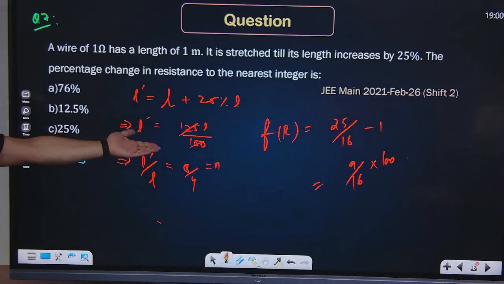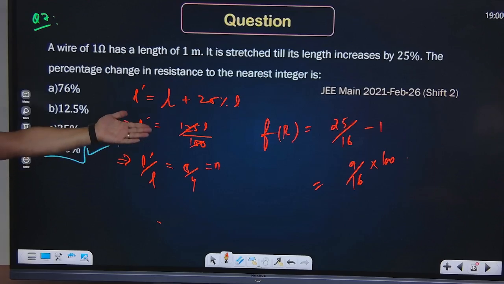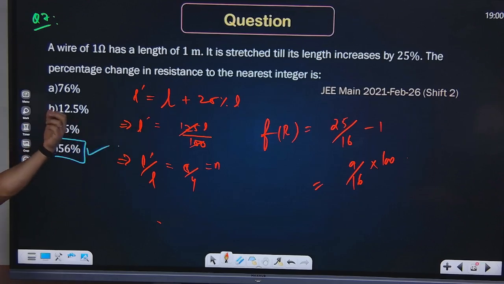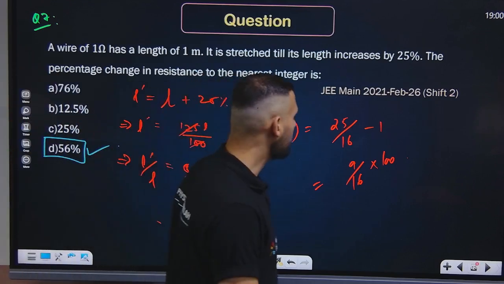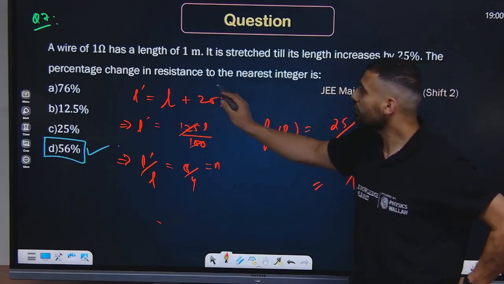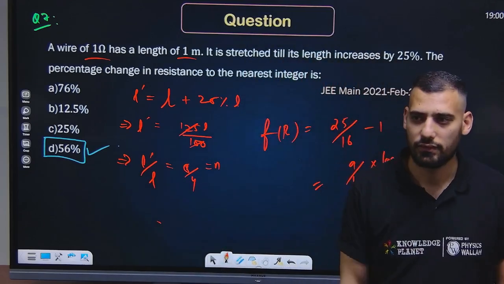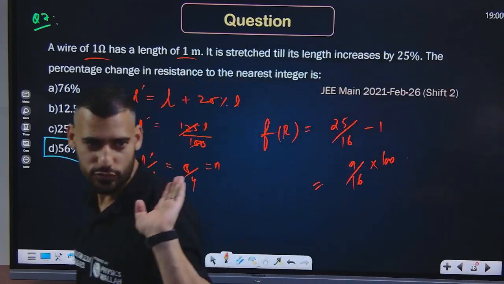Even if you don't memorize the table, 76 cannot be the answer. 12.5% is not the answer because this division doesn't seem to be coming anywhere around 25. So the answer by elimination is 56. Is it clear? But this is when the length has been changed. And see, very important. It has nothing to do with this and this. Extra knowledge is also dangerous. Please don't go there.